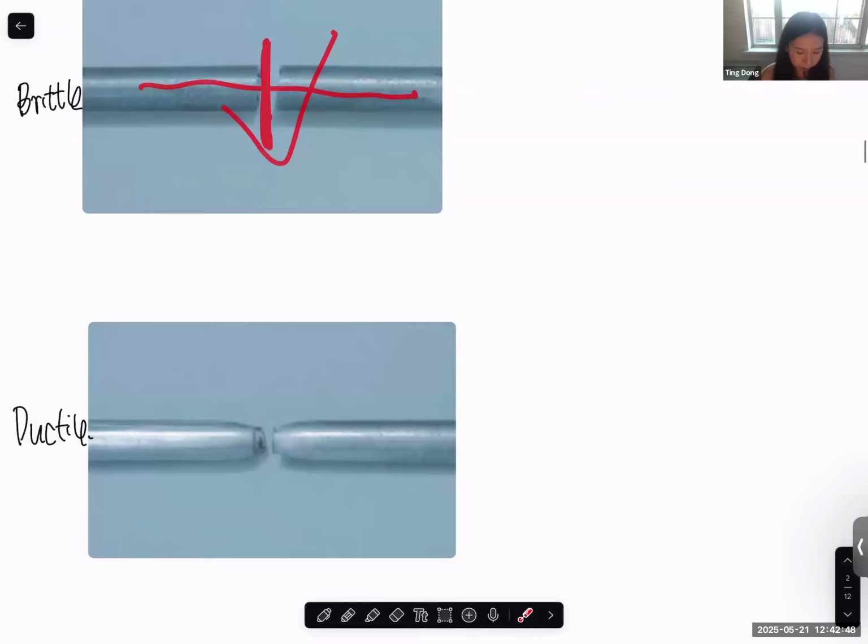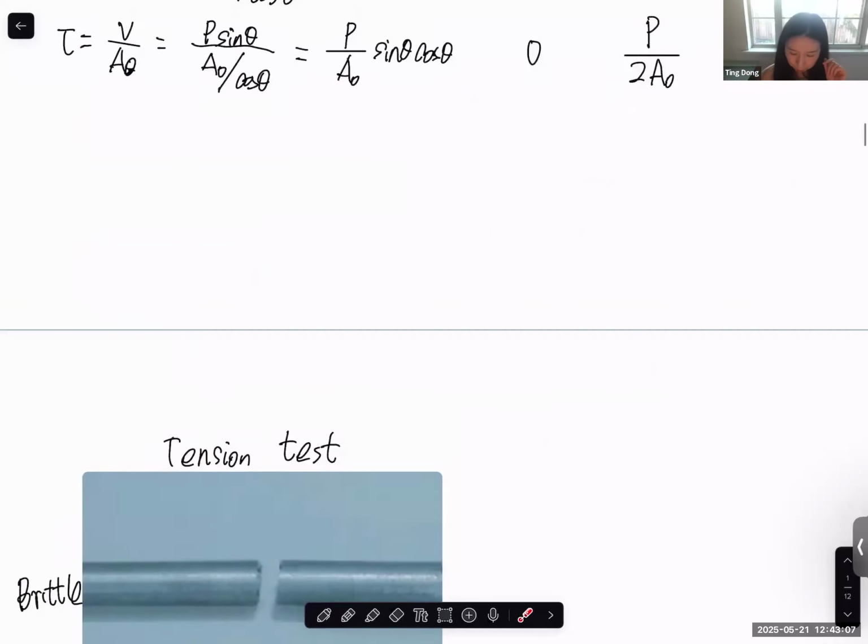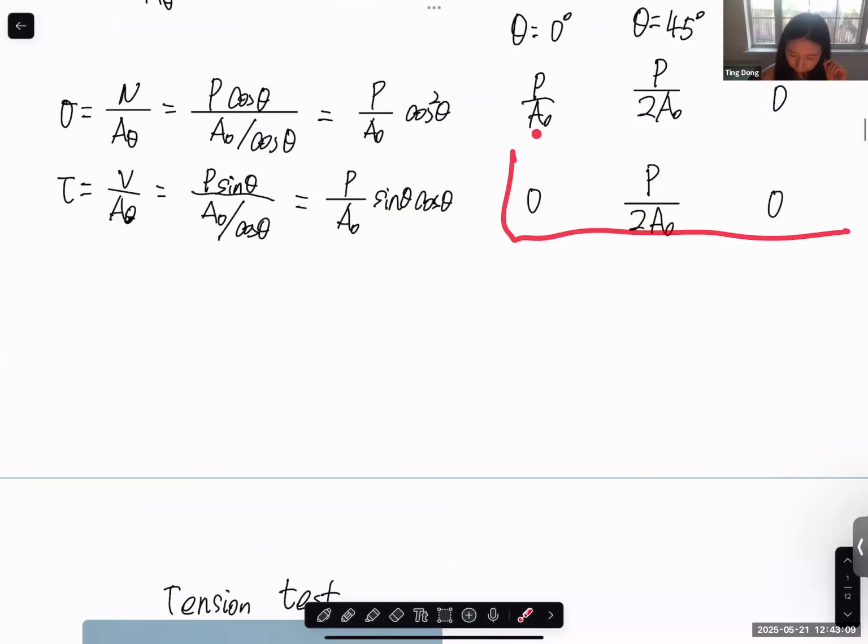Now for the ductile material, again, from your background in material science, the ductile material does not fail because it's breaking the bond. It does not fail because of normal stress. It fails because of the sliding of the atoms. The sliding of atoms is related to the shear stress. So for the shear stress, now you check this row.